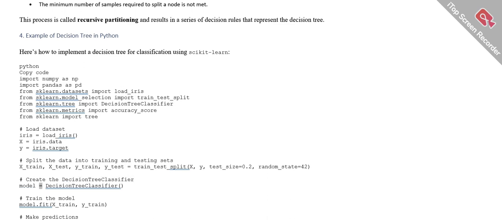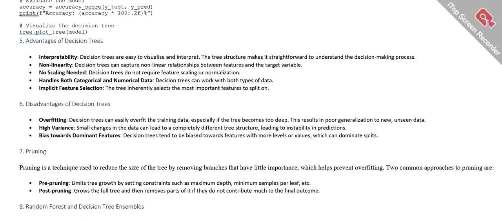# Create the decision tree classifier. model = DecisionTreeClassifier(). # Train the model. model.fit(X_train, y_train). # Make predictions. y_pred = model.predict(X_test). # Evaluate the model. accuracy = accuracy_score(y_test, y_pred). print(f"Accuracy: {accuracy*100:.2f}%"). # Visualize the decision tree. tree.plot_tree(model). 5 advantages of decision trees.